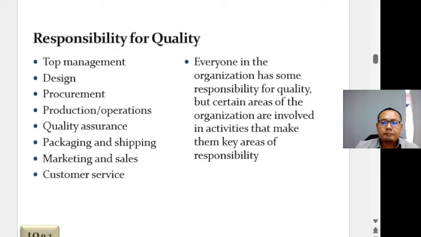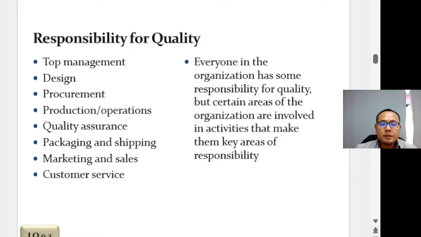And then second, responsibility for design. The quality of product and service begins with design. That's what we discussed before. And then procurement. The procurement department has responsibility for obtaining goods and services that will not detract from the quality of the organization's goods and services.